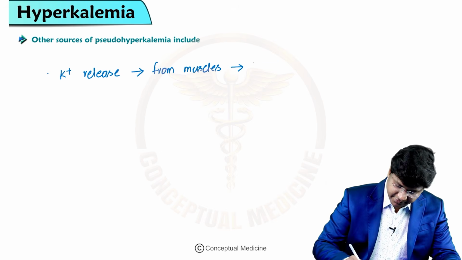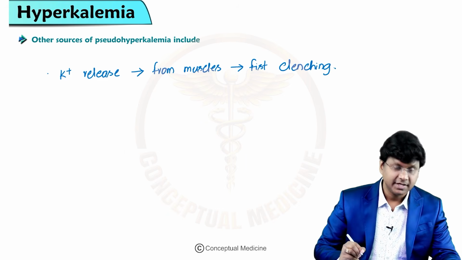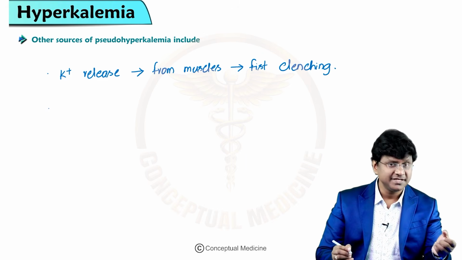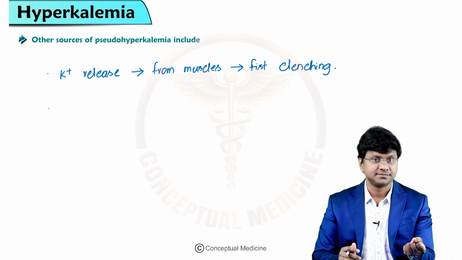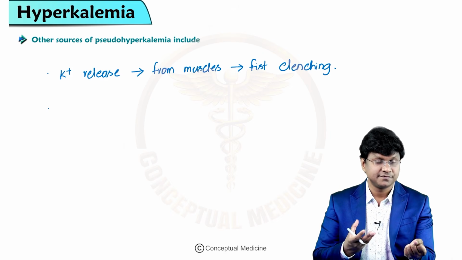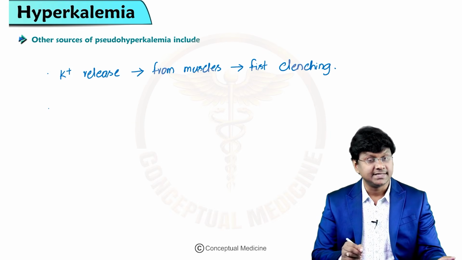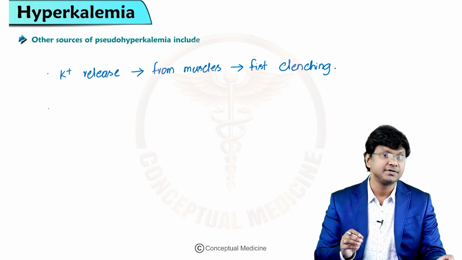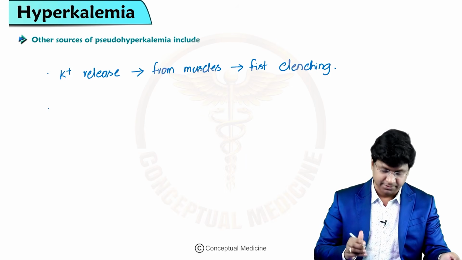Right, and that is during fist clenching. That means whenever the blood sample is being taken, if the patient has clenched the fist, because of severe muscle contraction, there can be release of potassium into the circulation, and that can cause the pseudohyperkalemia. And apart from that, there is potassium release from the clot formation in the blood collecting tube.